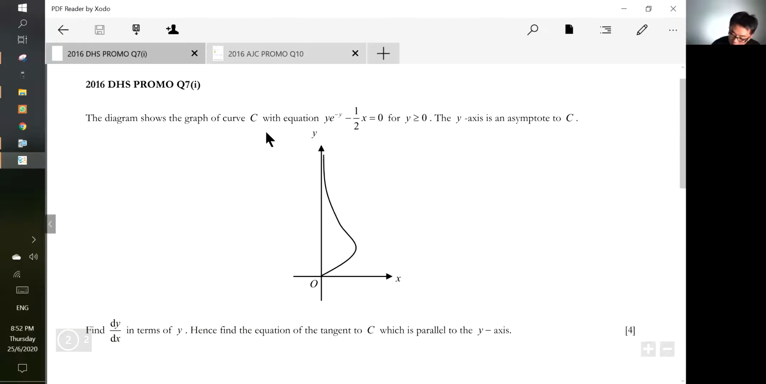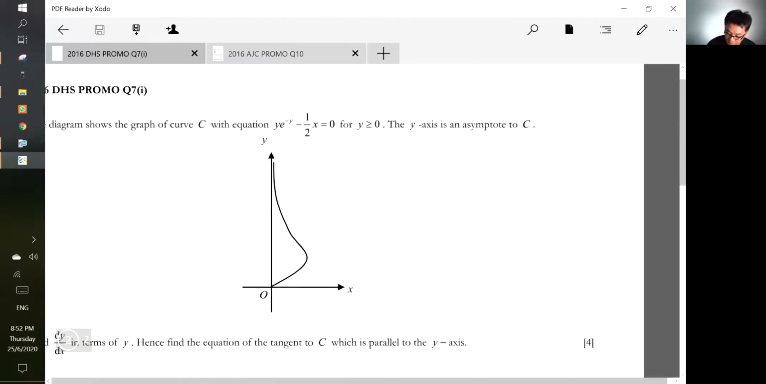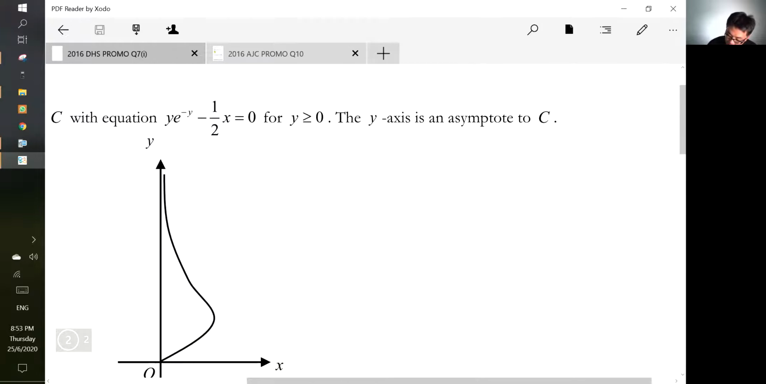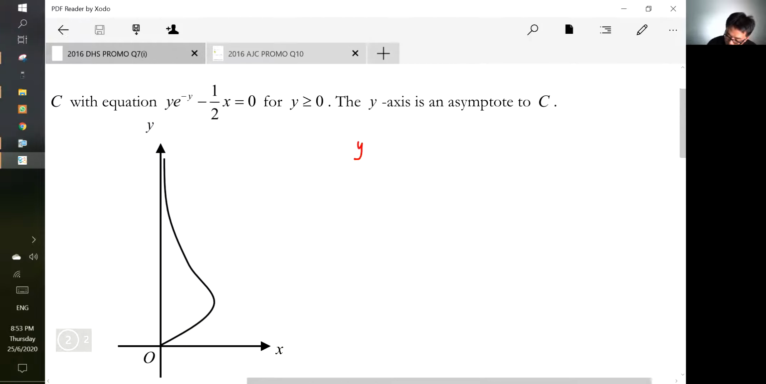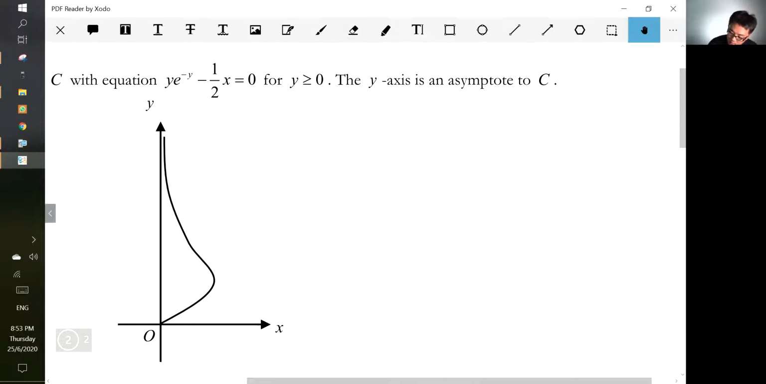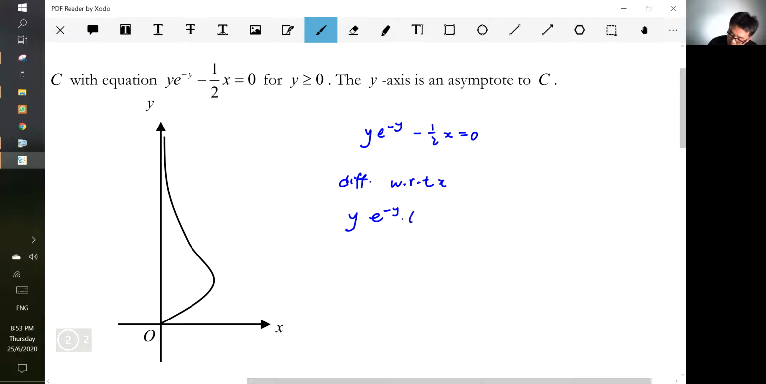This question here, you want to do this part here, is pretty okay. So first thing is to find dy/dx. So dy/dx, implicit differentiation. y e^(-y) - (1/2)x = 0. Differentiate with respect to x. This will be y e^(-y) times -1 dy/dx plus e^(-y) dy/dx minus 1/2 equals 0.